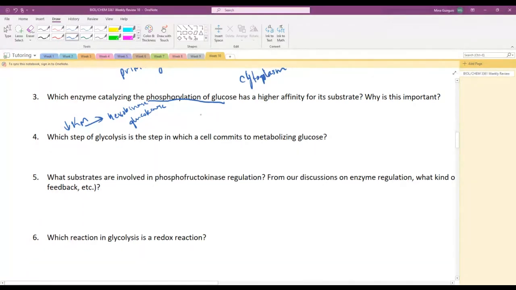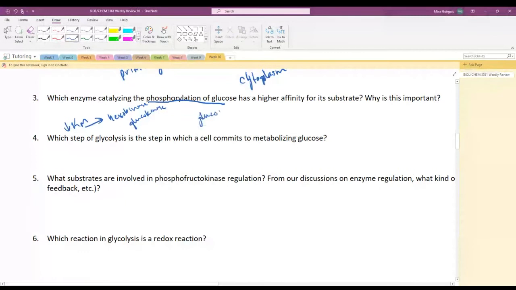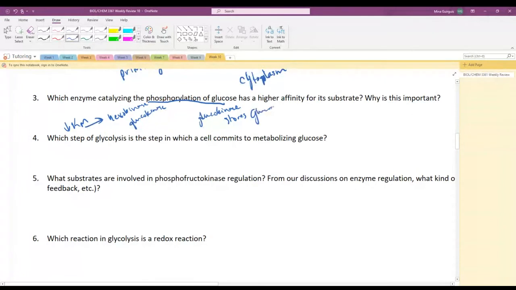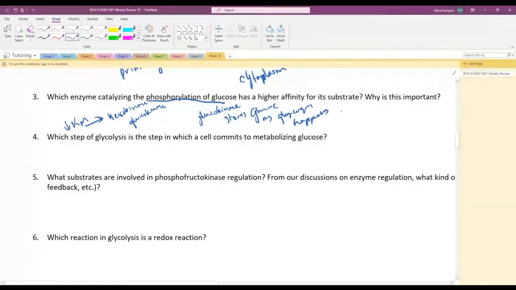So glucokinase stores glucose as glycogen, and that happens at high concentration.